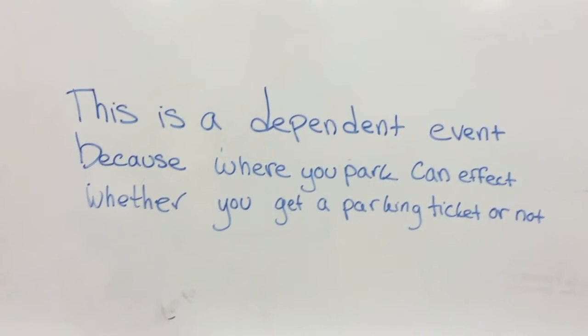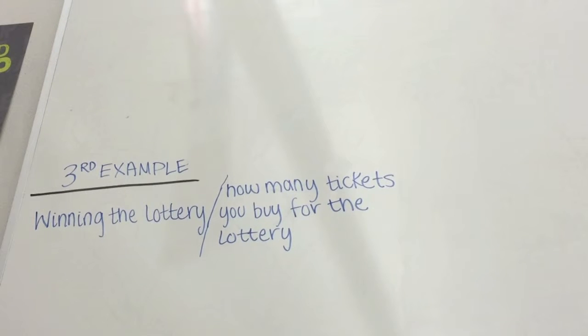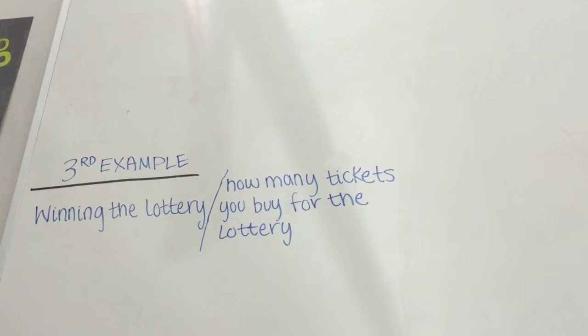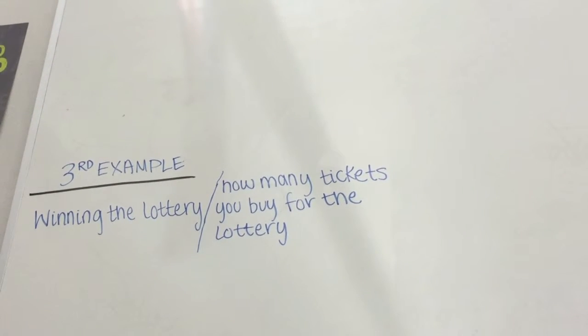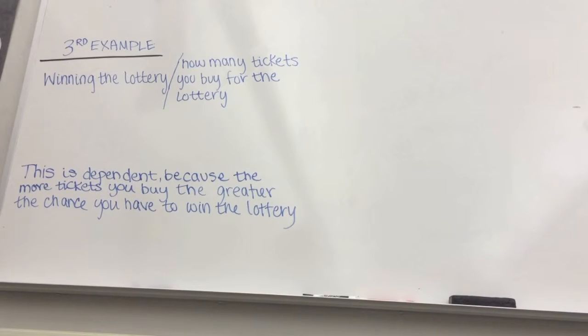For this third example, we have winning the lottery and how many tickets you buy. Now just take a minute and think whether these are independent or dependent events. This one's a dependent event because the more tickets you buy, the greater chance you have to win the lottery.